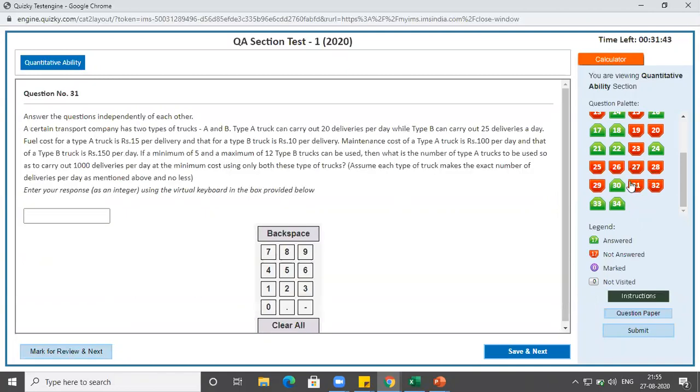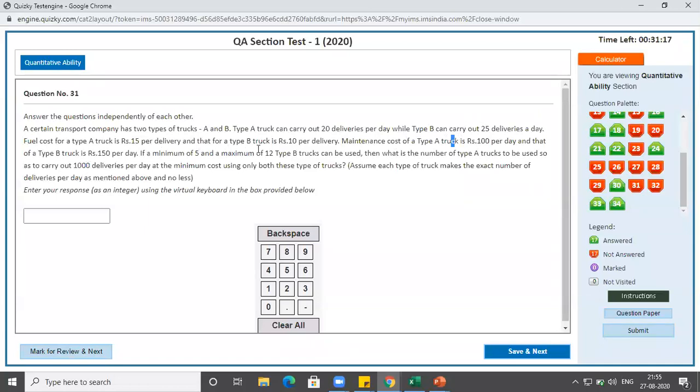Question number 32. Let's go to 31. A certain transport company. I still haven't judged what this question is, so I don't know if this should be attempted in round 2 or round 3. Let's read and figure it out. A certain transport company has two types of trucks, A and B. Type A truck can carry out 20 deliveries per day, while type B can carry out 25 deliveries per day. Fuel cost for a type A truck is 15 rupees per delivery, and that for type B is 10 rupees per delivery. Maintenance cost, okay, so A cost and the other cost is also the same.